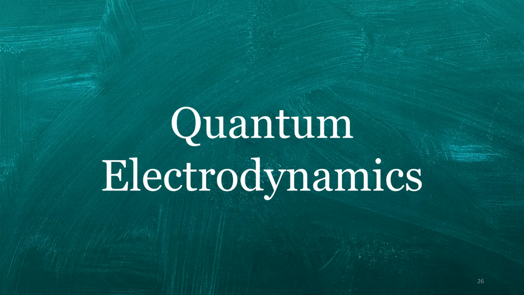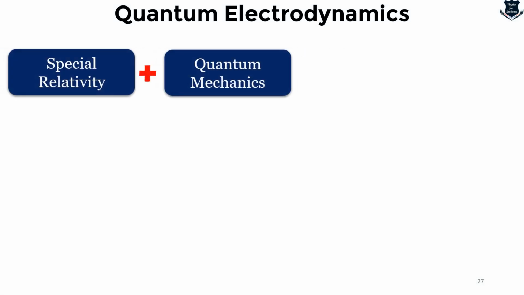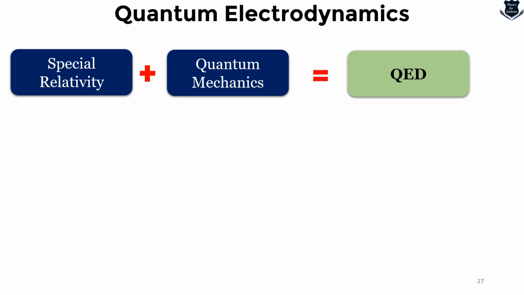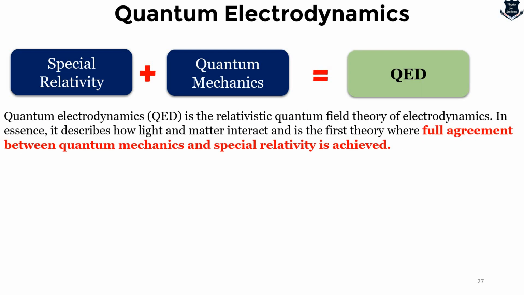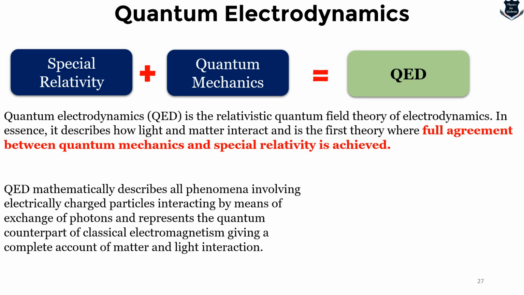Now, I have made a very detailed video on quantum field theory, but this is a very important unification which is called quantum electrodynamics. And this is simple: special relativity merged with quantum mechanics forms quantum electrodynamics. You saw that we found the relativistic equations of Maxwell. Now we are trying to find a relativistic quantum field theory, which is in full agreement between quantum mechanics and special relativity, and this is being achieved.